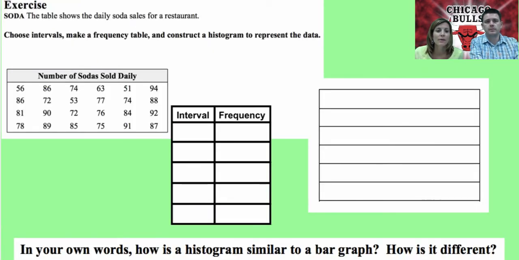In this example, the number of sodas sold daily is not organized into intervals for us, so we're going to have to do most of the work. Let's get a title on it before we forget to do so. So number of sodas sold daily is going to go on top.